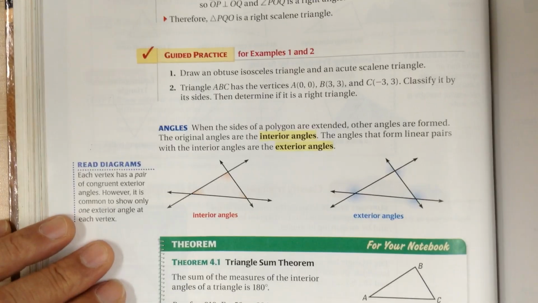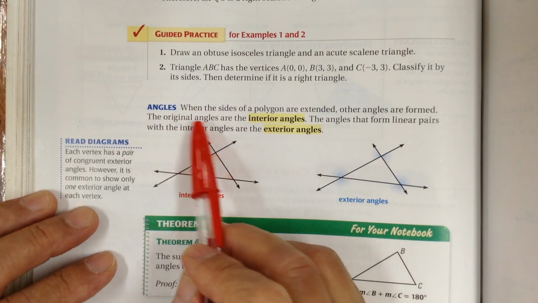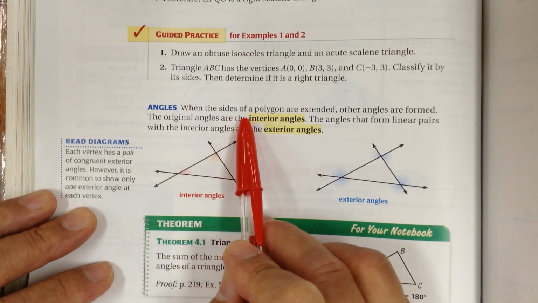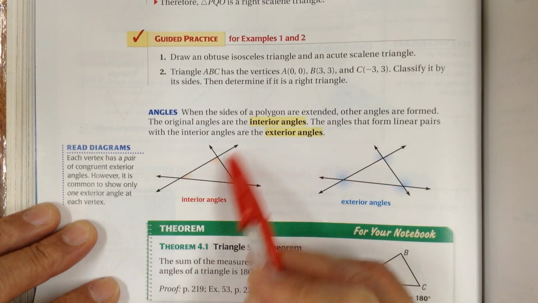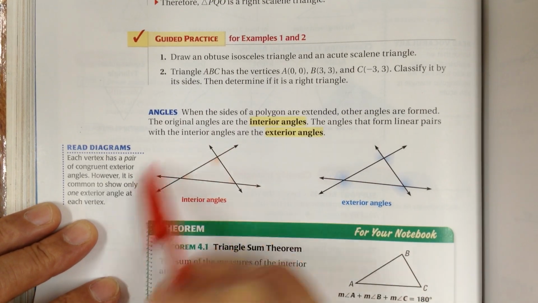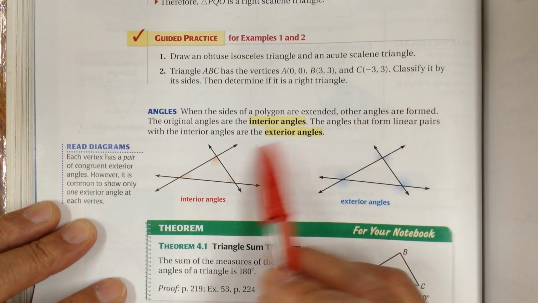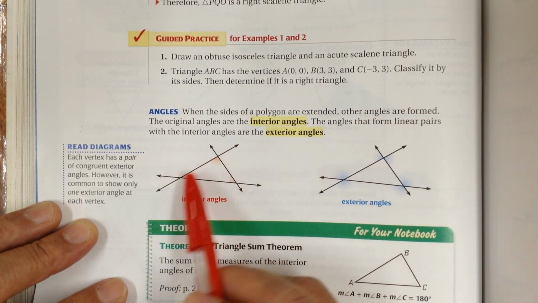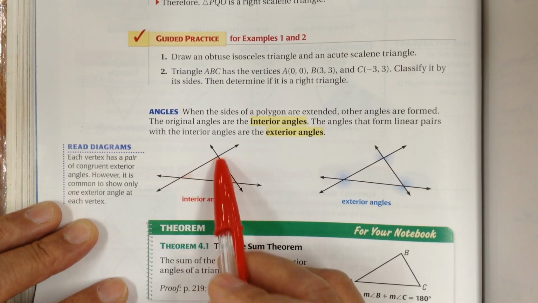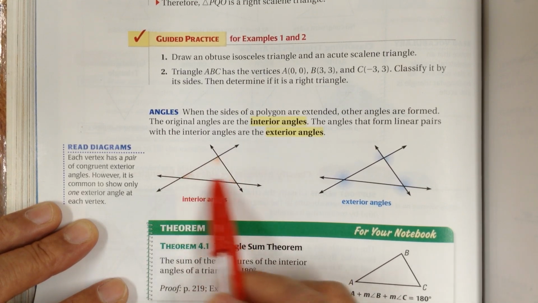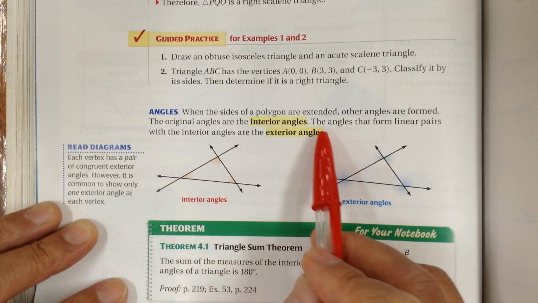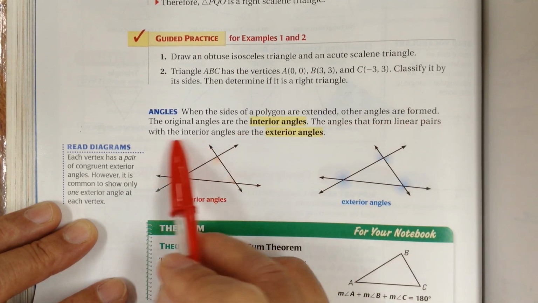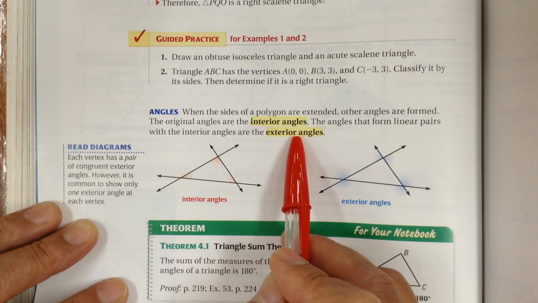Angles. When the sides of a polygon are extended, so you have a triangle and you extend these, the other angles are formed. The original angles are the interior angles. So this original angle, this is an interior angle, meaning the angle inside the triangle. Those are interior angles. The angles that form a linear pair with the interior angles are exterior angles.